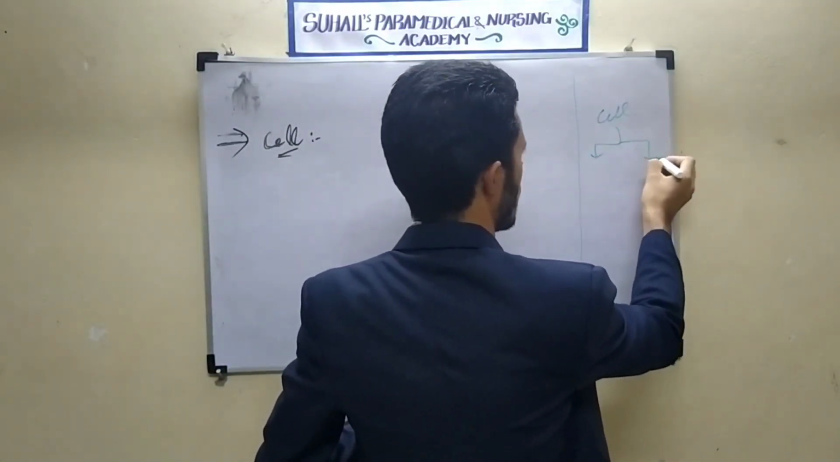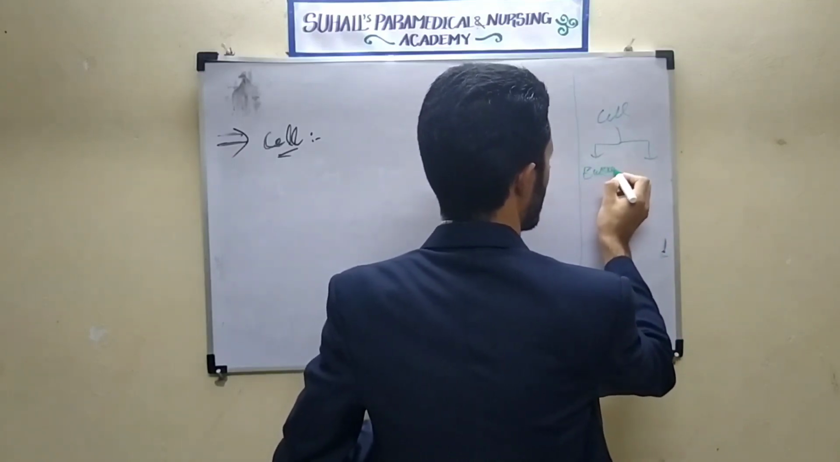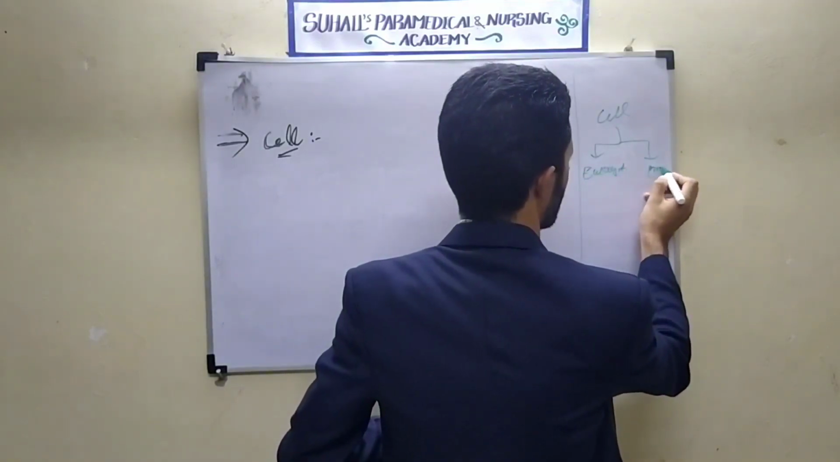Cell will be of 2 types. One is eukaryotic cell, another is prokaryotic cell.